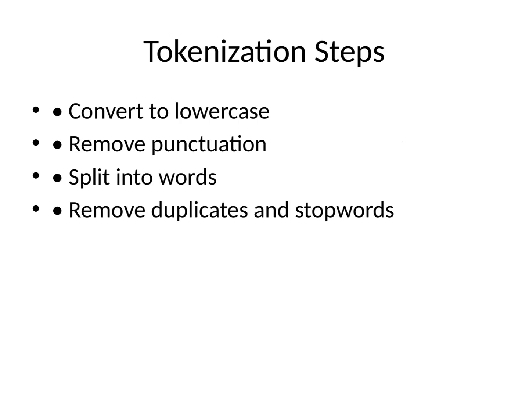How about some tokenization? Tokenization prepares text for analysis. First, convert all characters to lowercase so terms like Apple and apple match. Next, strip punctuation such as commas and periods. Then, split the clean text into individual word tokens. Finally, remove duplicate tokens and common stop words like the, or, and to, to focus on meaningful words for downstream tasks.